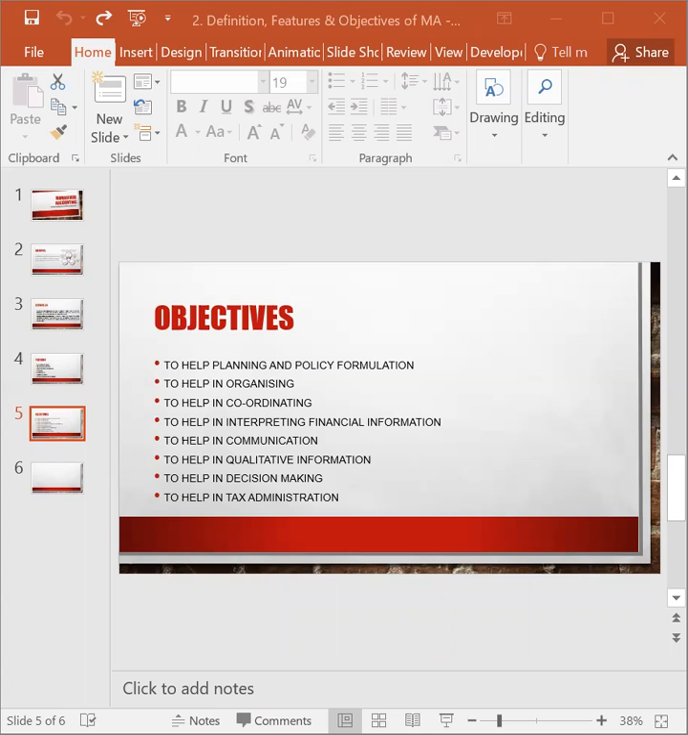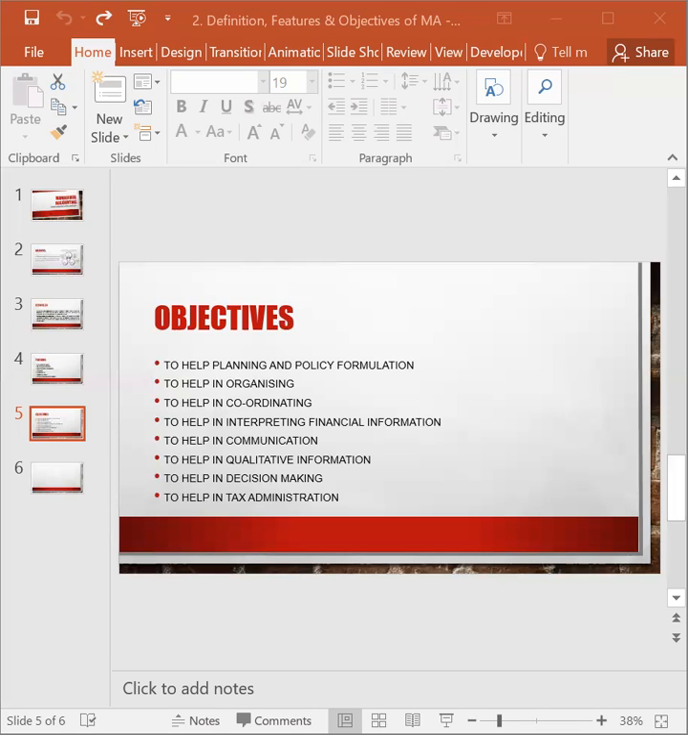Then we have helpful in organizing. So management accountant helps in organizing the activities of the organization by using the delegation of authority and fixing of responsibility. Management accounting helps in establishment of cost centers, preparation of budgets. So we basically try to look at what is required, and with the help of preparation of these budgets, it is basically helping the management in organizing.